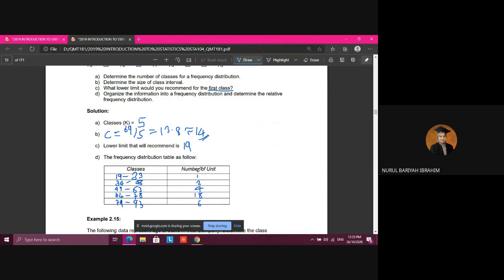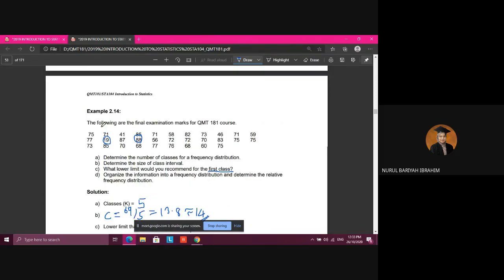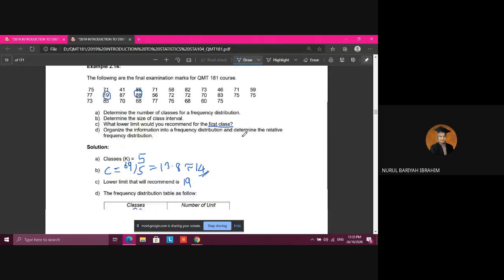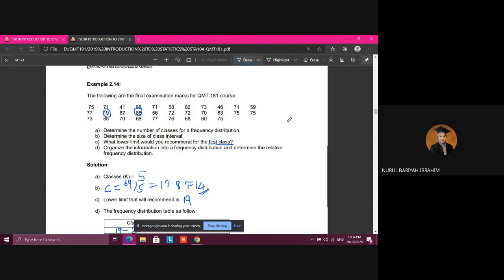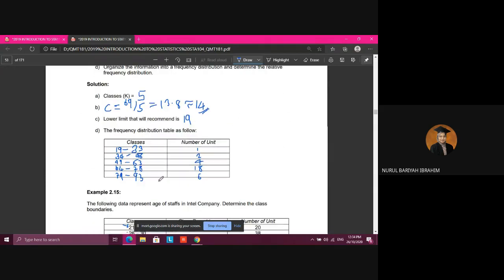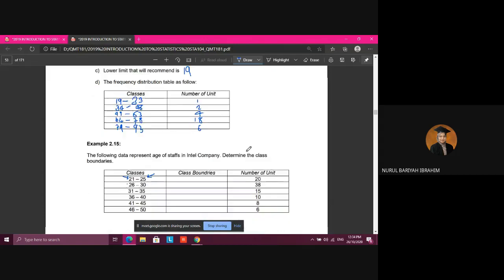Okay, make sure when you total up this column, you will get the sample size, which is 31. When you add up this, you will get 31. Okay, that is the way how you create the frequency distribution for grouped data. When you have a set of data, a list of data, then you need to group it into a frequency distribution.